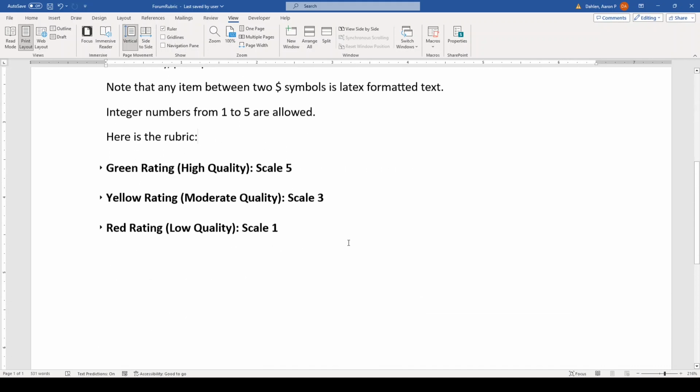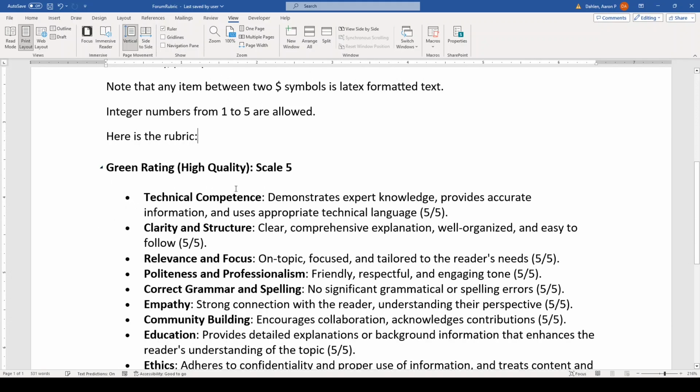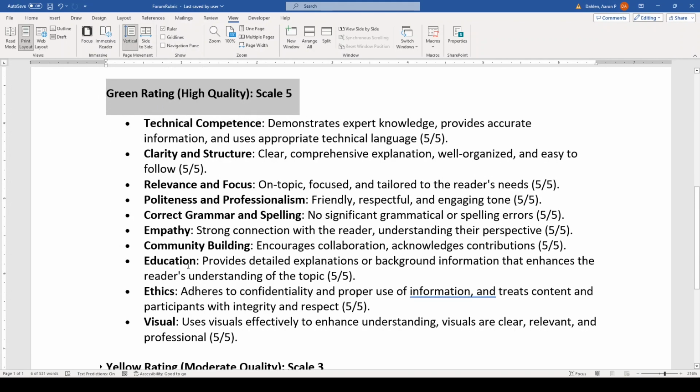The rubric is broken down into green, which scales to 5, yellow, which scales to 3, and red, which scales to 1. Inside each of these, we're going to find the 10 elements, starting with things like technical competence, clarity and structure, relevance and focus, politeness and professionalism. And then there's things that I think are really important but are often overlooked when folks are answering questions, including things like empathy. Is there any connection with the reader? Has the person writing the answer taken the time to understand what the reader needs?